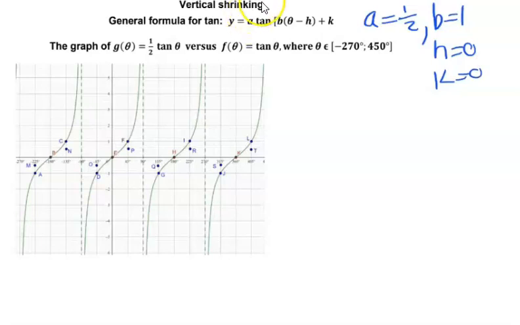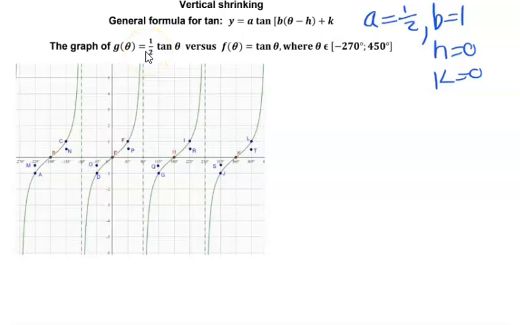So we have to note that we're busy with the general formula, but we're only dealing with the A value now. If I look at the A value, I remind myself that tan theta is this green graph, the mother graph, and that I now have to multiply all the vertical, or all the y values, by half, or divide the y values by 2.